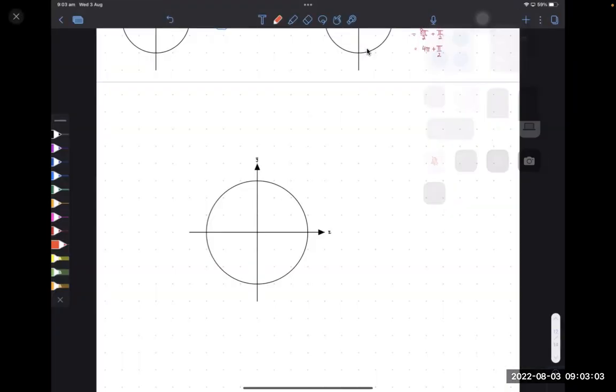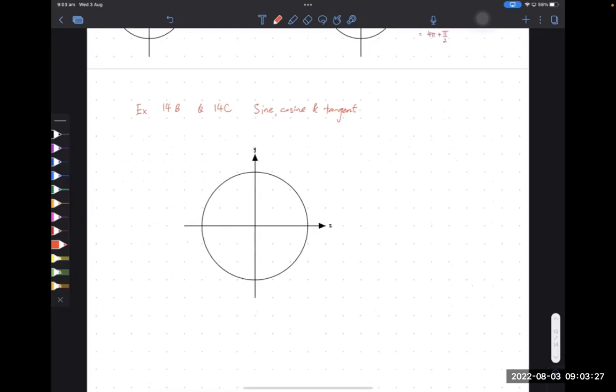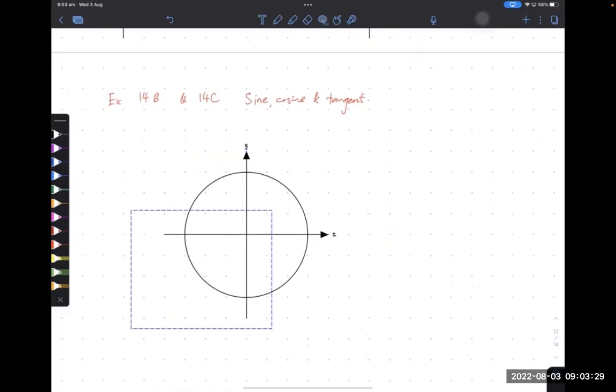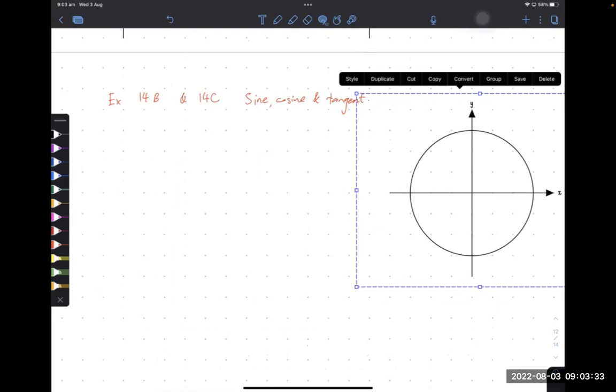Just before we move on to today's lesson for exercise 14F, which is about finding the exact values of trigonometric ratios, we're going to review a couple of questions from exercise 14B and 14C. This was about values of sine, cosine, and tangent. I'm going to stash this away over here so I can copy and paste it.